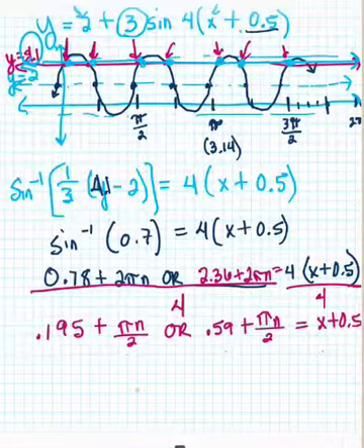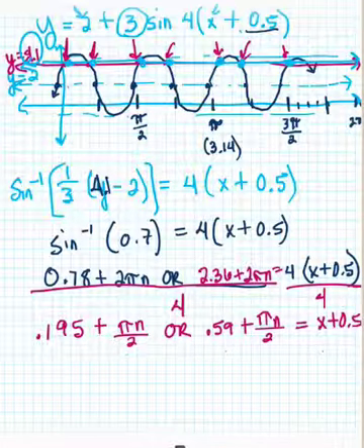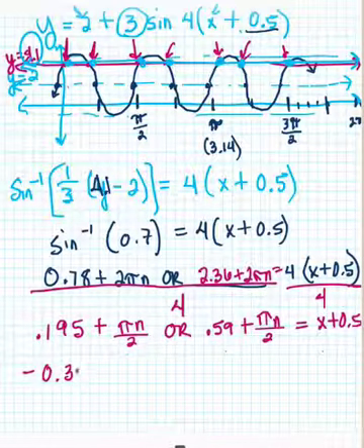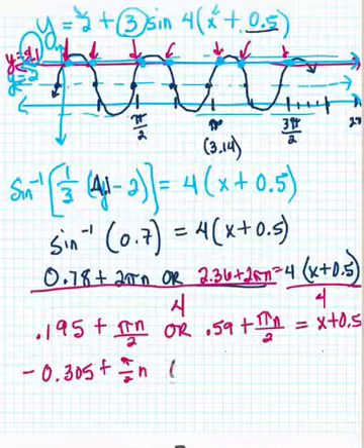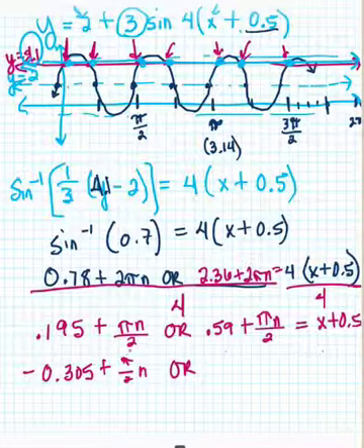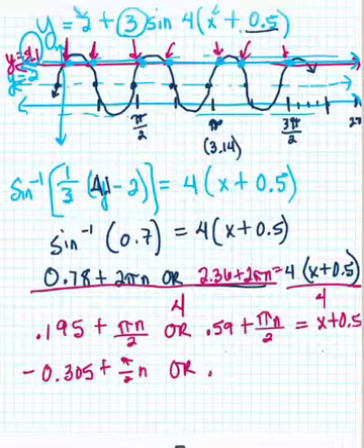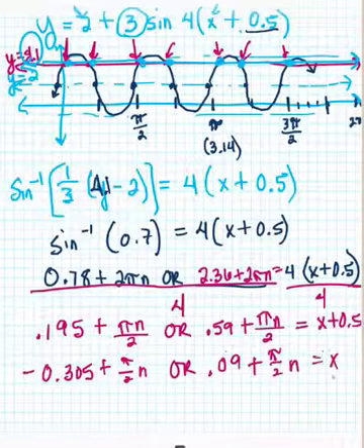And now I'm going to subtract 0.5 from both of these. Okay, so 0.195 minus 0.5 is going to be negative 0.305 plus, let's say pi halves n, maybe that's easier, or, and then 0.59 minus 0.5. I think I can do that in my head. I just can't. I don't know why. 0.09 plus pi halves n equals x.